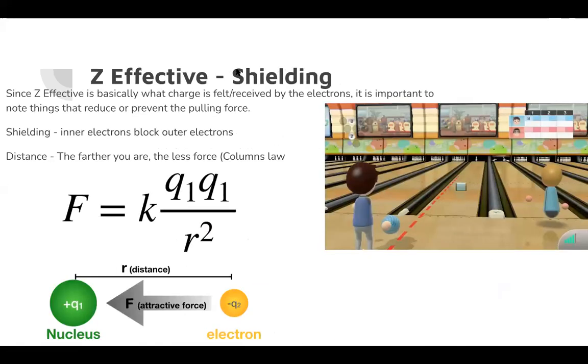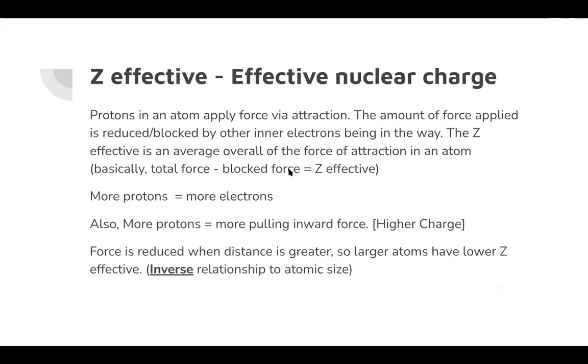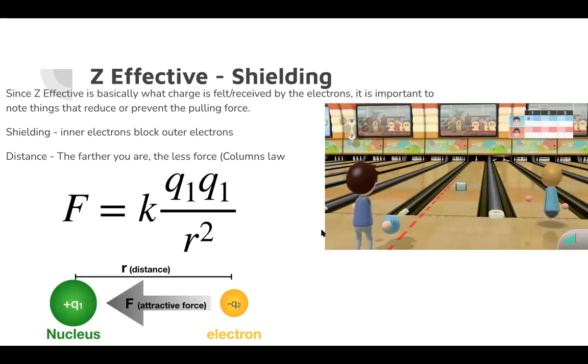And so now one thing to note is the shielding. It was mentioned briefly here with the blocking. And so since Z effective is basically what charge is felt or received by the electrons, it's important to note things that reduce or prevent the pulling force. Like I mentioned, the shielding and the distance.